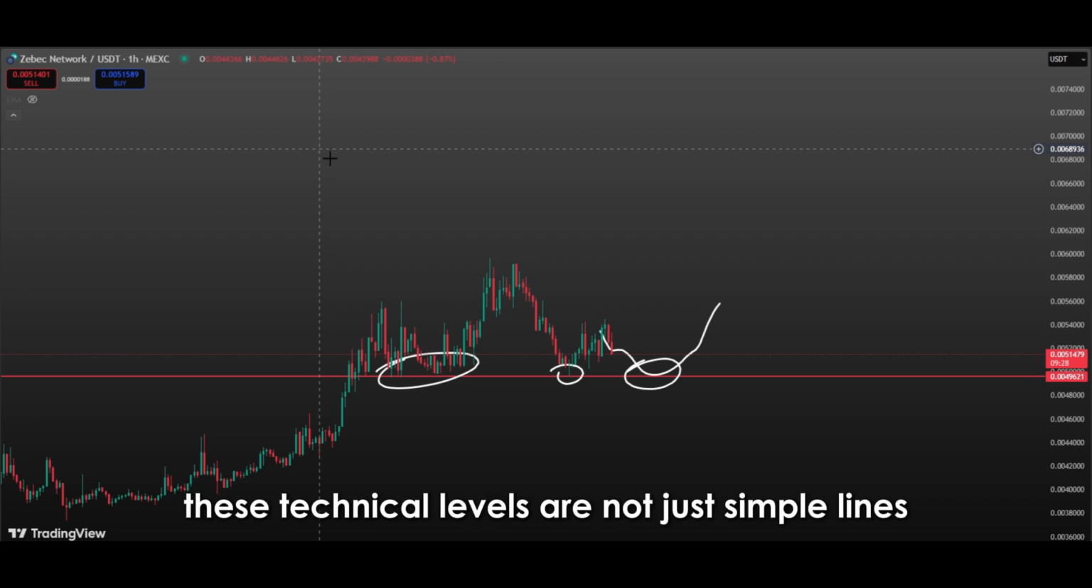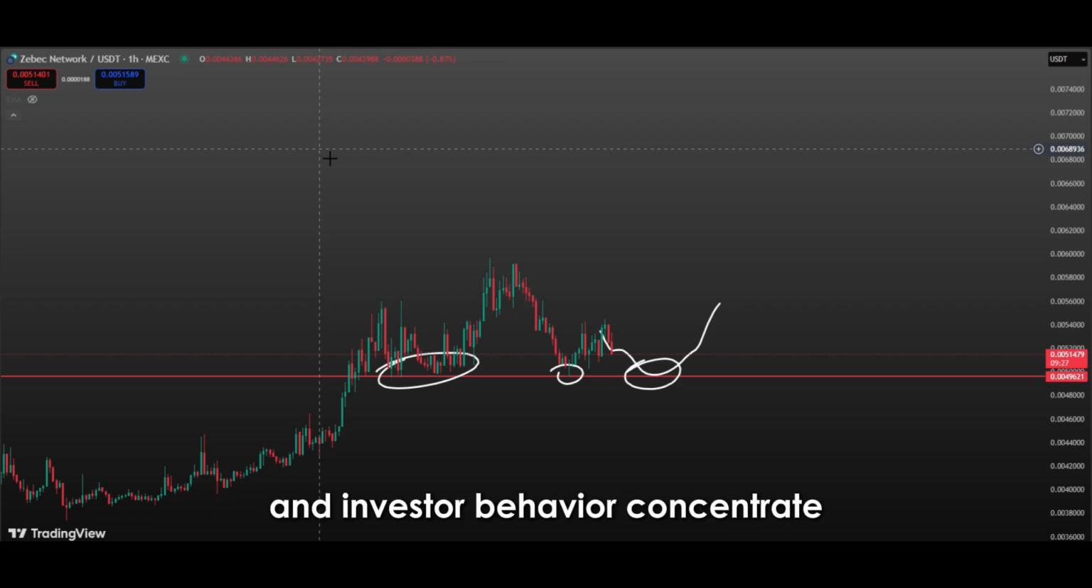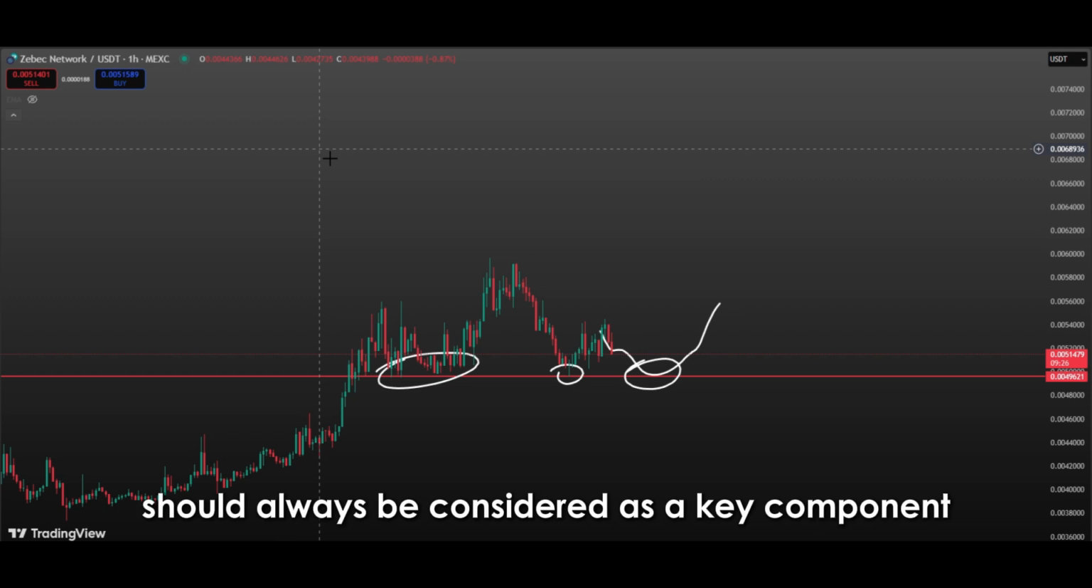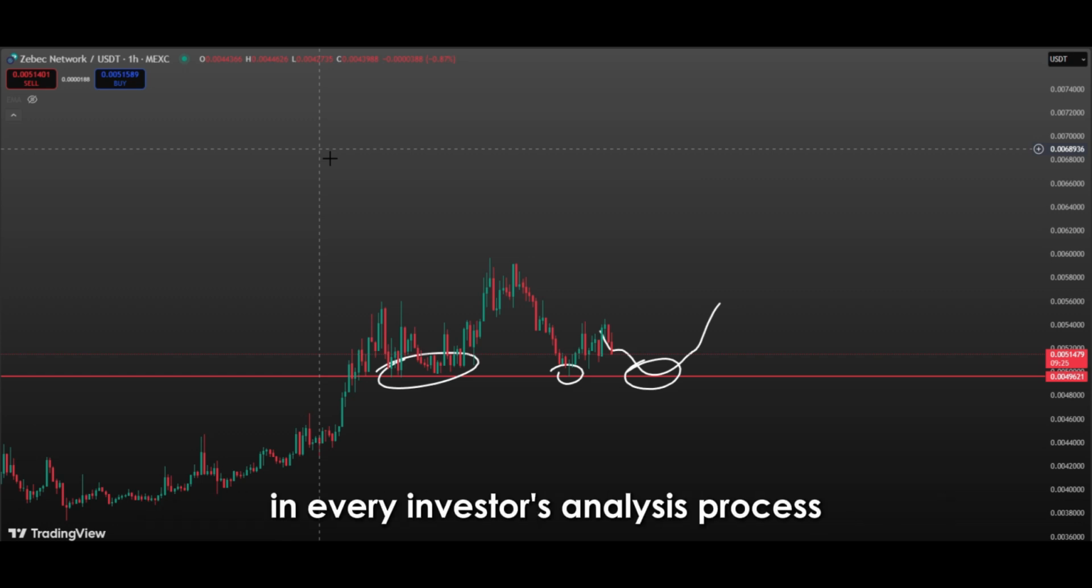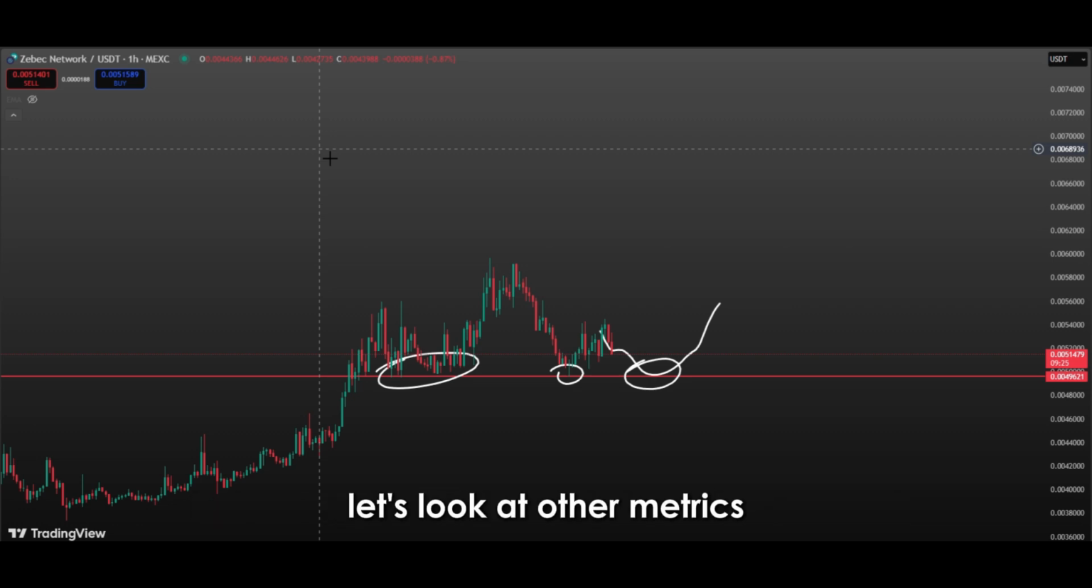For this reason, these technical levels are not just simple lines drawn on a chart, but are vital technical indicators where market psychology and investor behavior concentrate. When analyzed correctly, they can offer great opportunities, but when neglected, they can cause serious losses. These structures should always be considered a key component in every investor's analysis process, but we can't decide solely based on support. Let's look at other metrics.